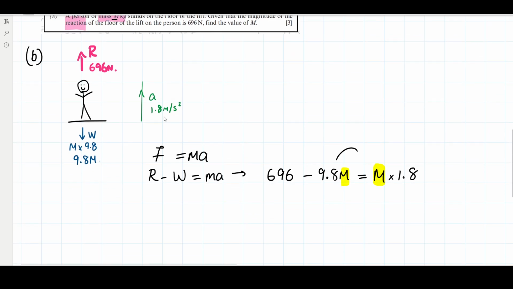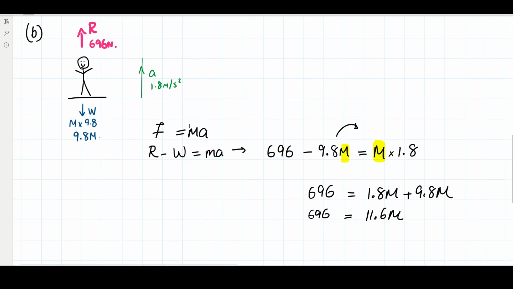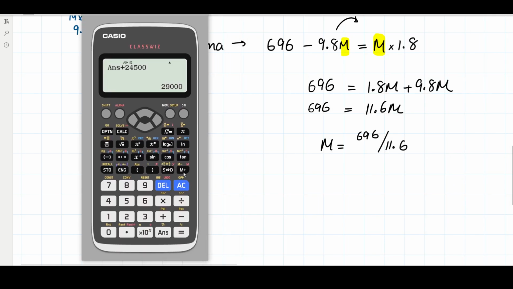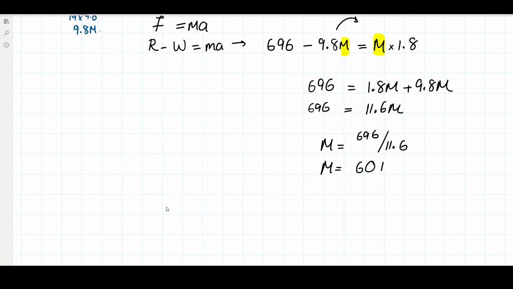So I'll take this over to the right hand side, keep the 696 over on the left. And we've got 1.8 m plus 9.8 m. I believe this will add up to 11.6 m. And to get the mass on its own, I'm going to need to divide 696 by 11.6, and that's going to go on the calculator again. So let's see, 696 divided by 11.6, that gives us a mass of 60, which sounds quite sensible, doesn't it? You know, definitely in the range of reasonable weights for people. There we go, fantastic. That is the problem done.